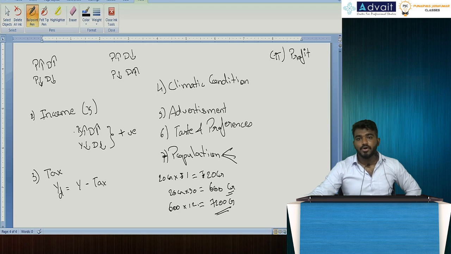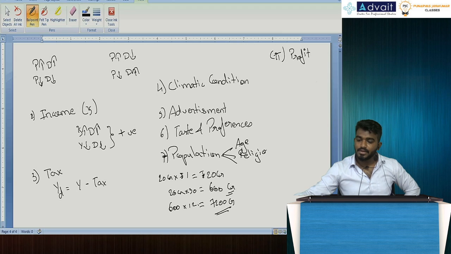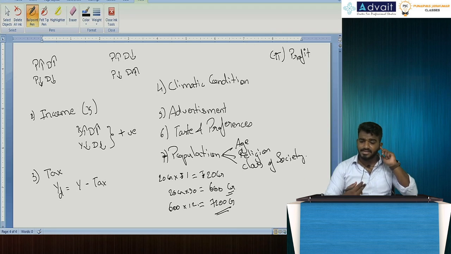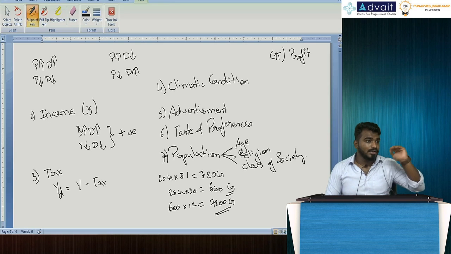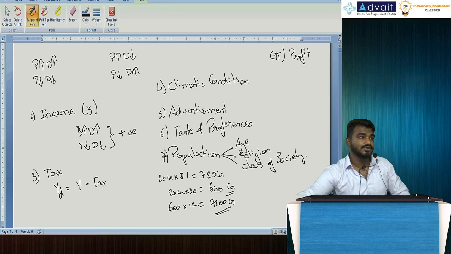Usually, sir, any product for that matter, we will bifurcate it based on age group, or based on religion, or might be class of society. Which commodity am I producing? Assuming I'm a producer of Audi cars, sir, I'm targeting the richer class of a particular society, wherein my major targets are those people.